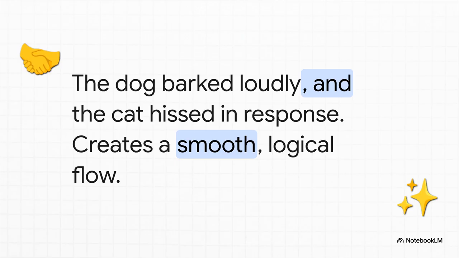Here, we use and. The comma gives you a tiny pause, and then the word and builds this nice little bridge connecting the two actions. It creates a much smoother narrative flow. It feels like one event is leading directly into the next.